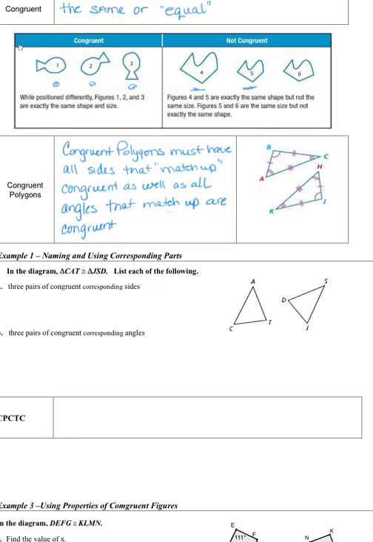So in order to make sure that that happens, we have to have every side that matches up be congruent, as well as every angle that matches up be congruent. So that means every side matches up to a side in the other shape, and every angle matches up to an angle in the other shape.